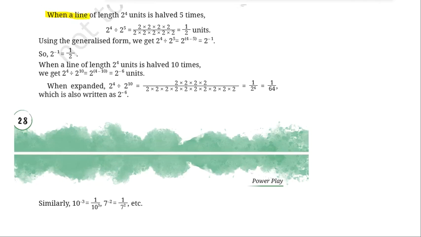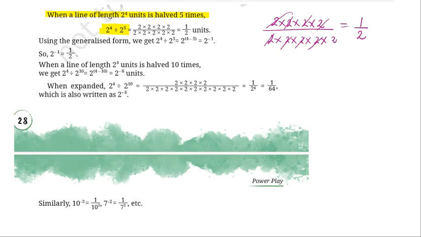Now, when a line of length 2 to the power of 4 units is halved 5 times, how many times are you halving the length of 2 to the power of 4 units? 5 times. That means we need to divide it by 2 to the power of 5. So 2 to the power of 4 divided by 2 to the power of 5. When we solve this, what will come? We multiply 2 four times in the numerator, and in the denominator we keep 2 to the power of 5. Now all the 2s in the numerator cancel with four of the 2s below. So the remaining thing left over is 1/2 units.